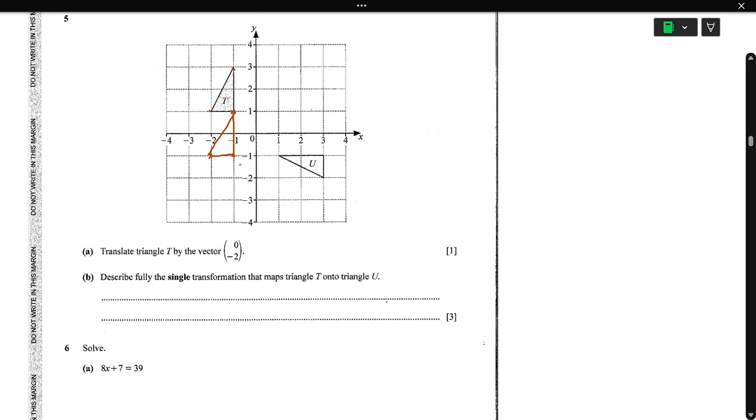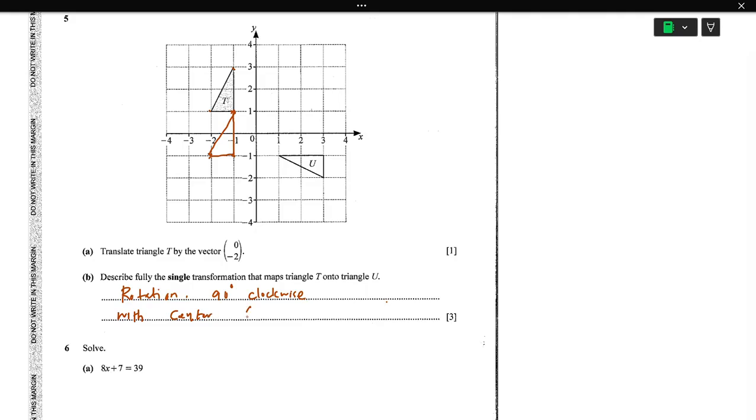Next, describe fully a single transformation that maps triangle T onto triangle U. T to U. We need to use tracing paper. When you use tracing paper, just draw the figure, rotate and check. So we'll get this. Okay, so it's a rotation. First we need to write that it is a rotation, 90 degrees clockwise, with the center (2, 2).